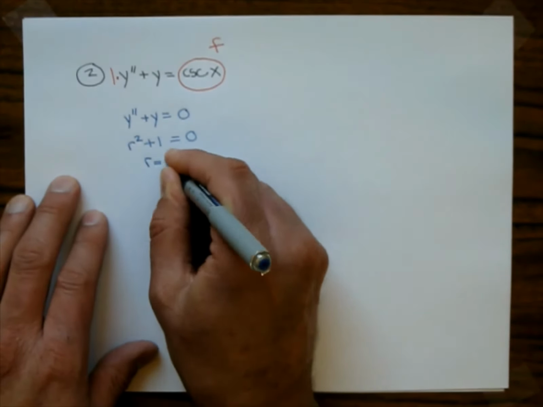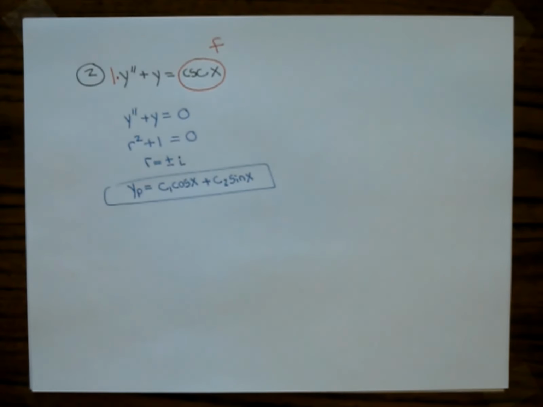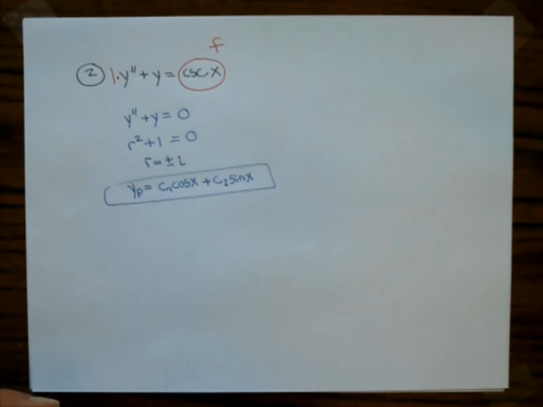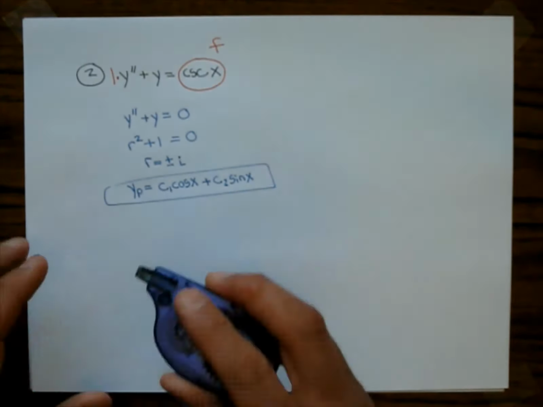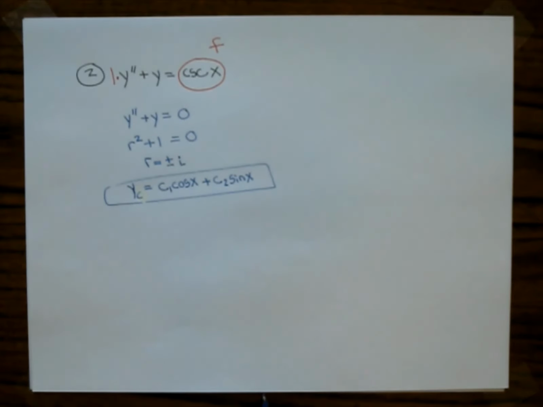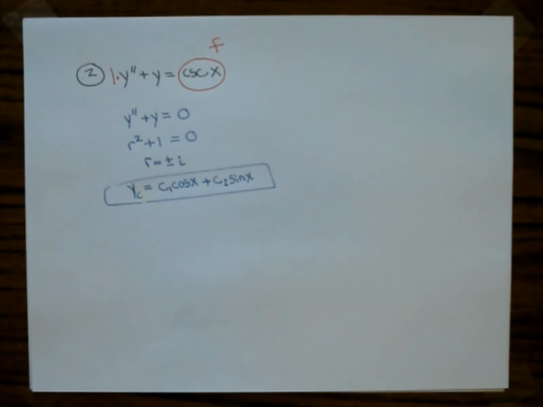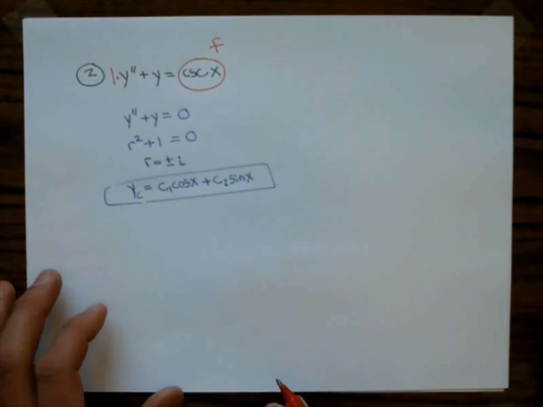We found the complementary solution, which should not have a yp there. It should have a yc. So we still have this white out here. Cool. And we have yc. Hopefully I didn't say particular solution. But there it is right there. Okay, so we know kind of how our particular solution is going to look.